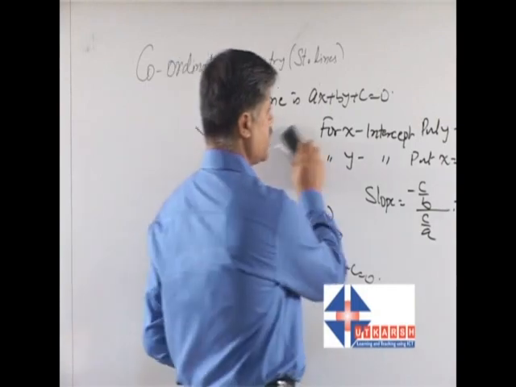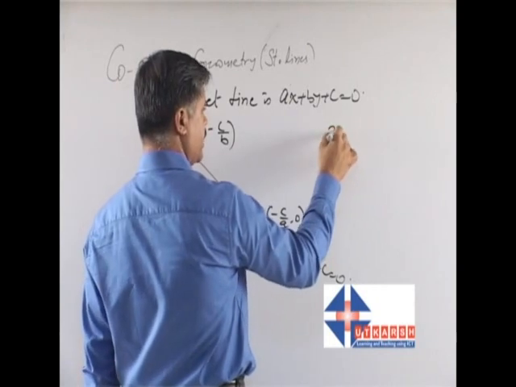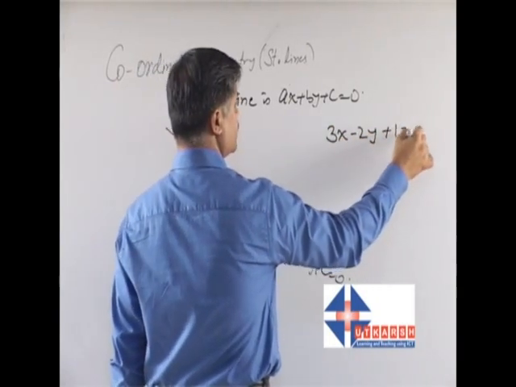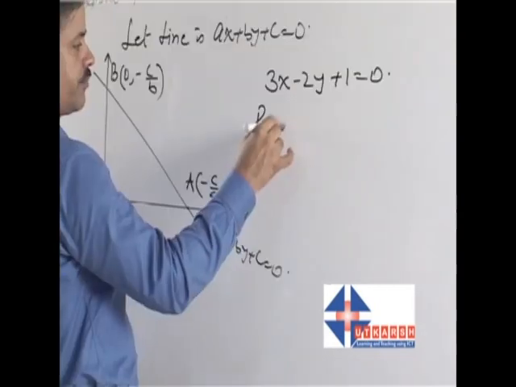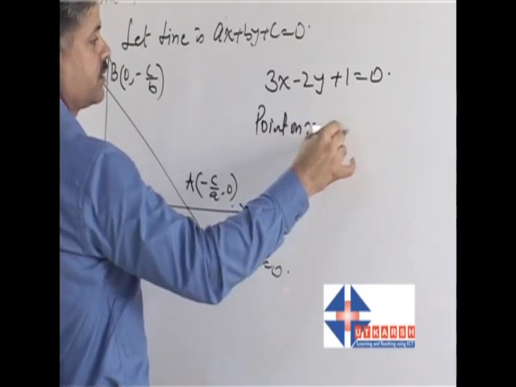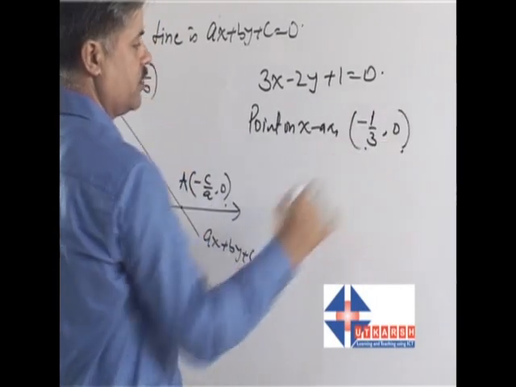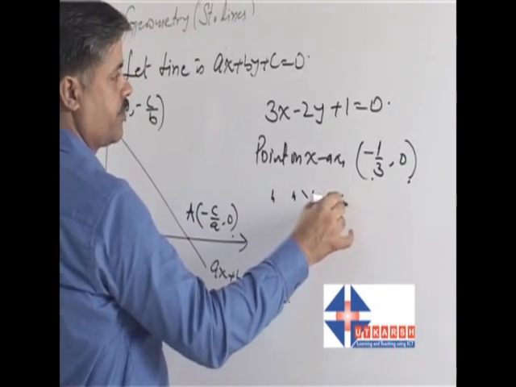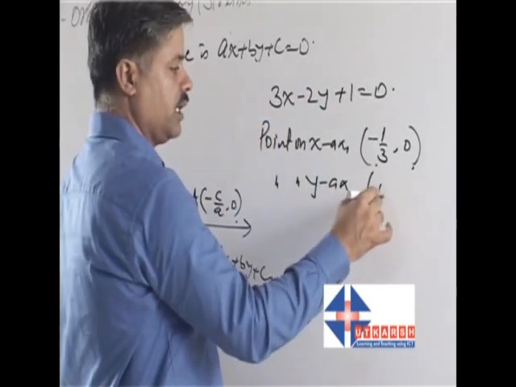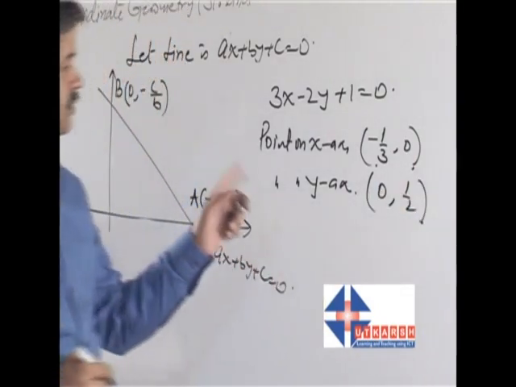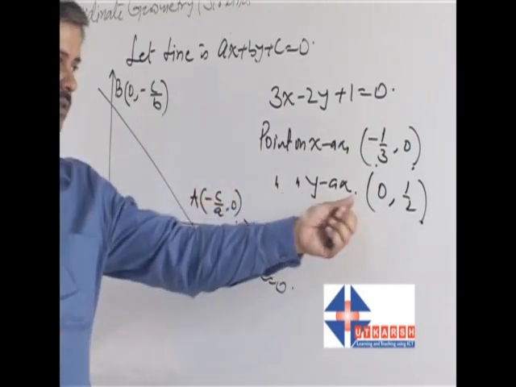Let us take a counter question on this. In case the line is given to be 3x minus 2y plus 1 is equal to 0. Okay ji. The point can be found out. Point on x-axis is, by putting y is equal to 0, minus 1 upon 3 comma 0. Point on y-axis is, by putting x is equal to 0, 0 and half, right. Intercept on x-axis is 1 by 3 in the negative direction of x-axis. Intercept on y-axis will be half.